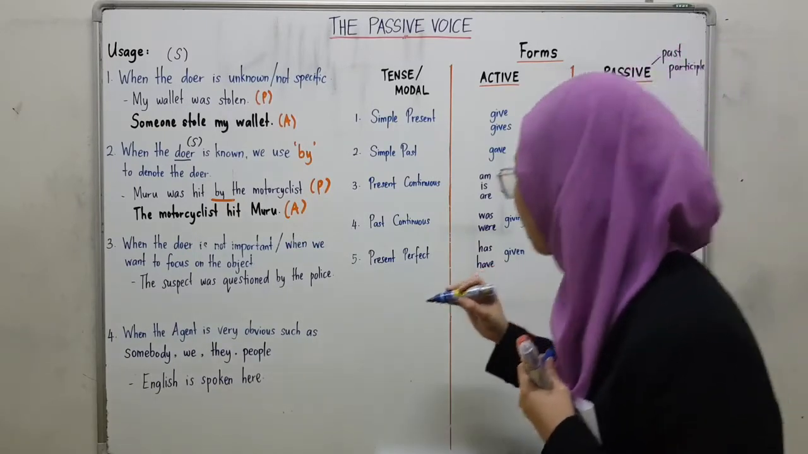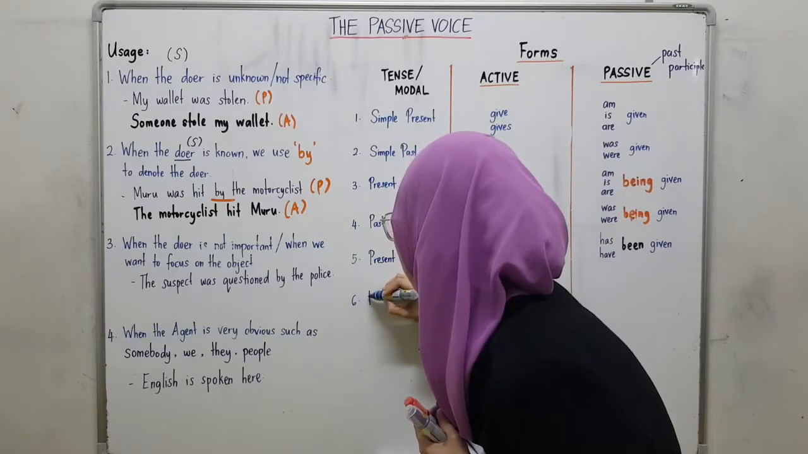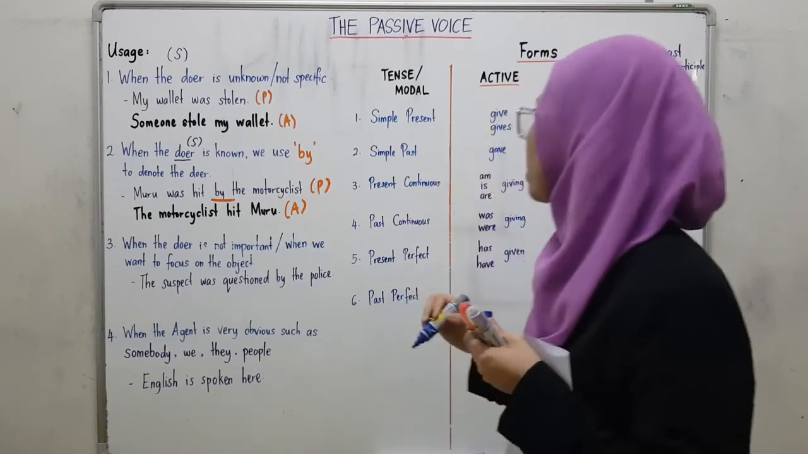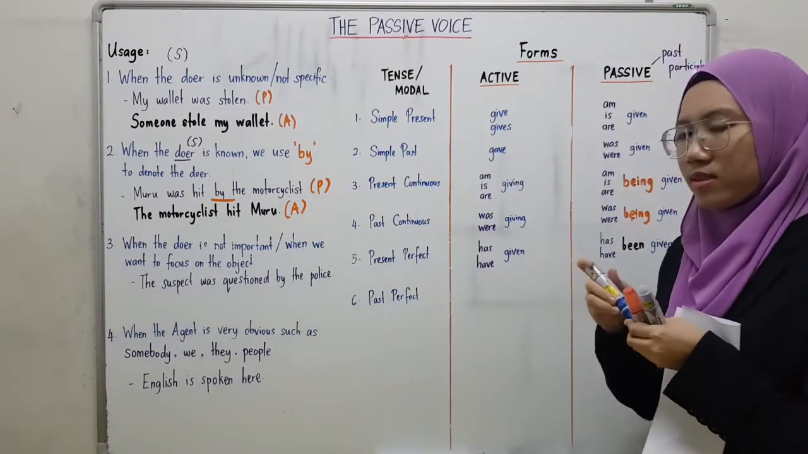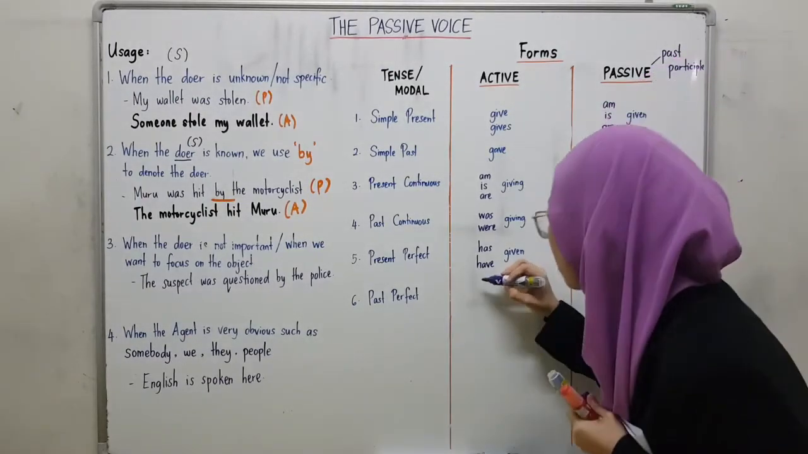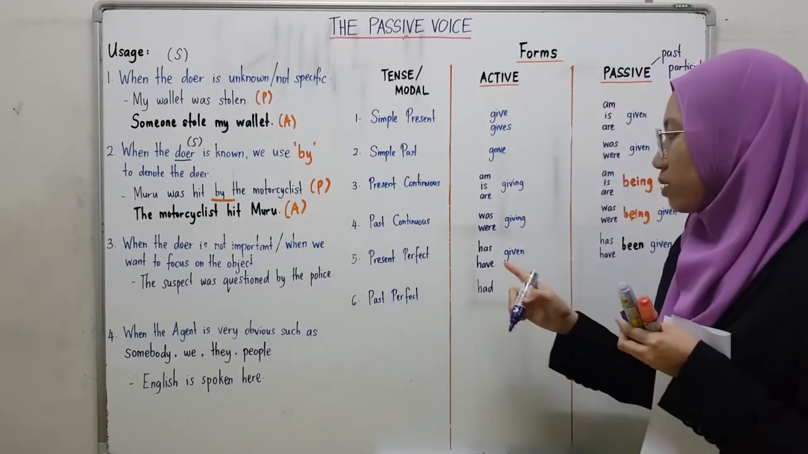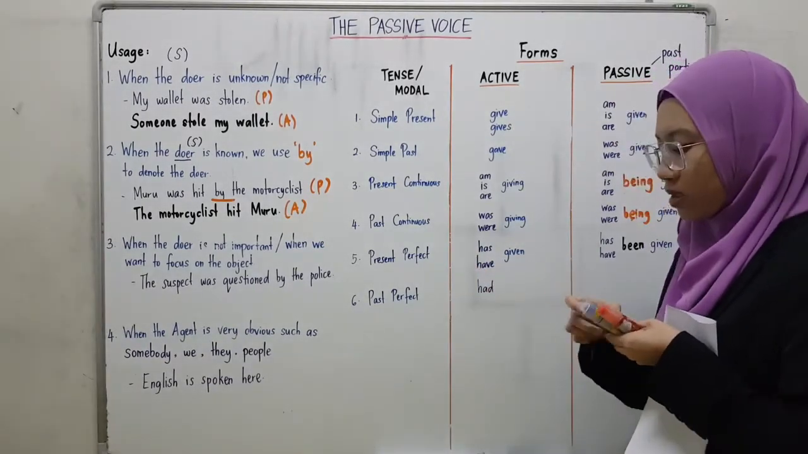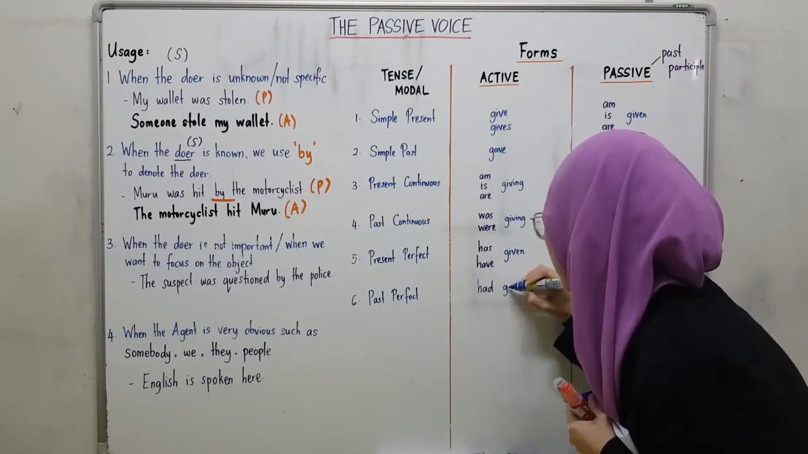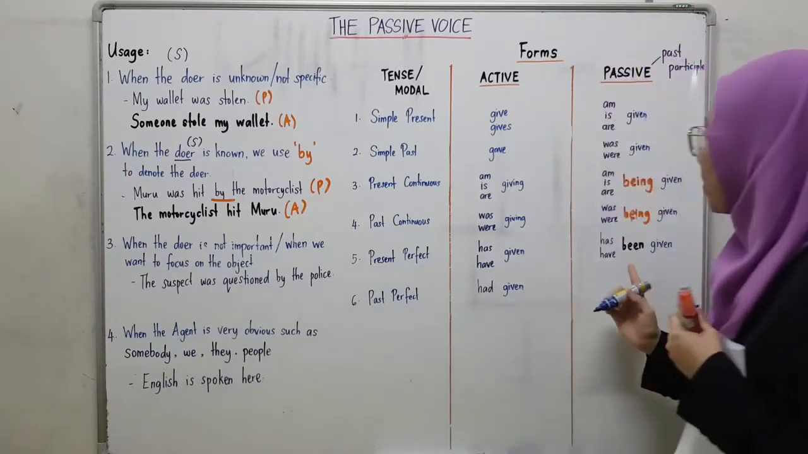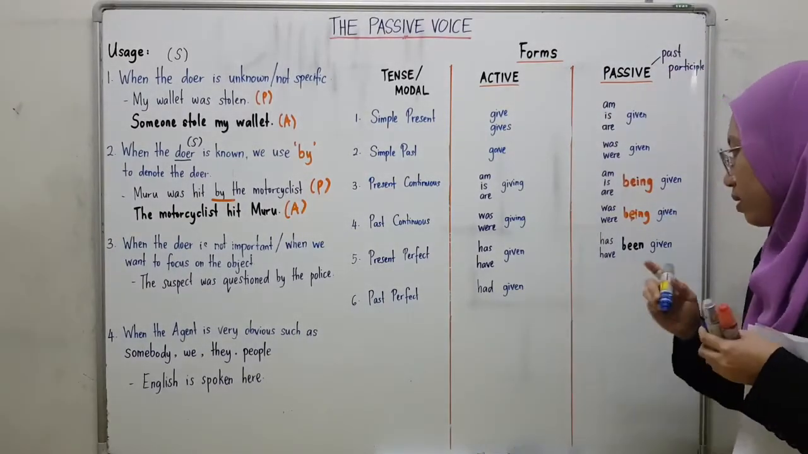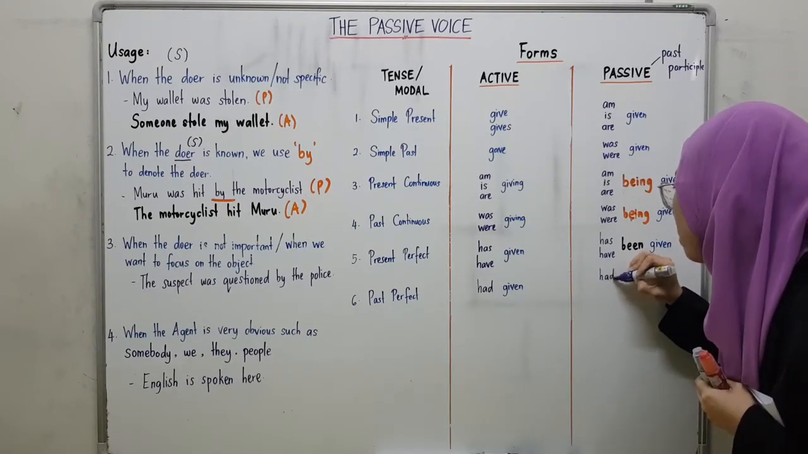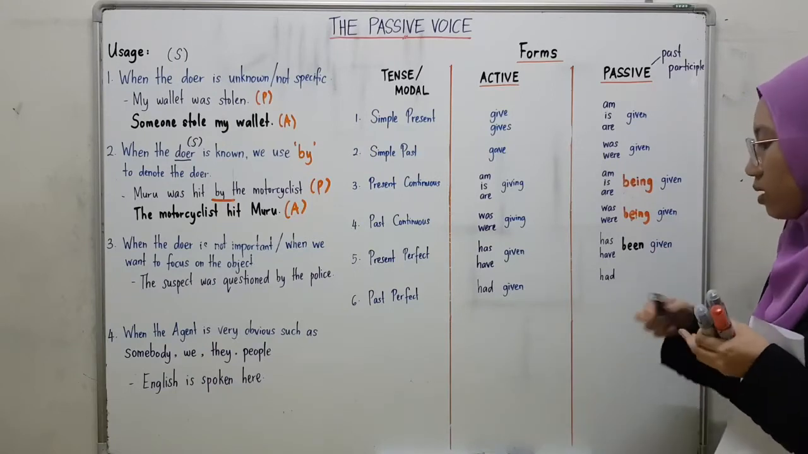Okay, next, past perfect tense. The active form of past perfect is had. The past tense of has and have is had. So again using the past participle: had given. What will the passive form be? It is also the same, you add been: had been given.